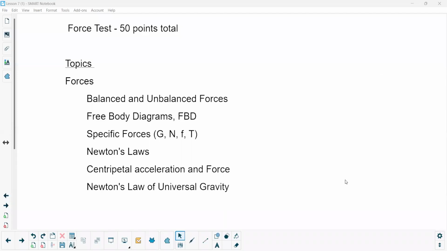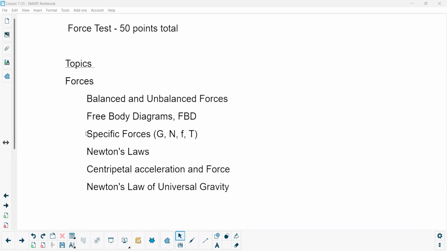All right, guys. So this is the review for our second test on forces. And the topics on there are forces, Newton's laws. So we're going to talk about balanced and unbalanced forces. We're going to talk about free body diagrams and being able to draw them well. And then from those free body diagrams, telling if forces are balanced or unbalanced. We'll go through the examples with that, which are found on your review.